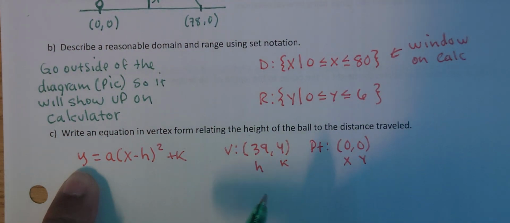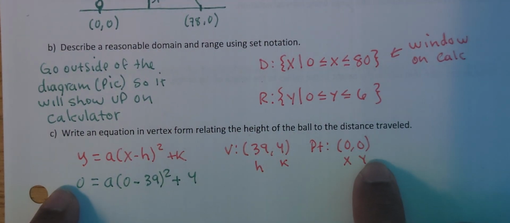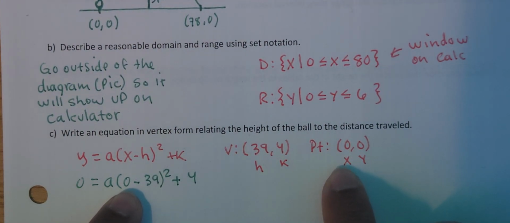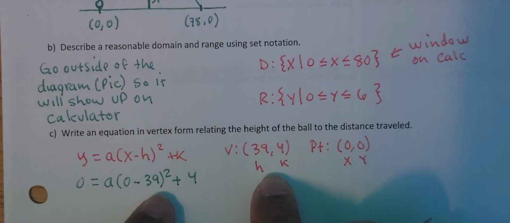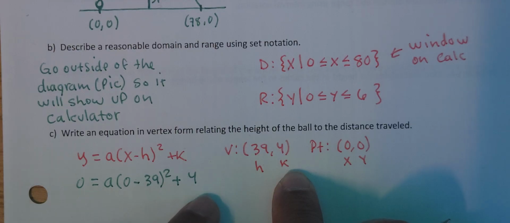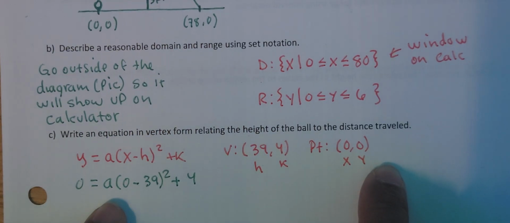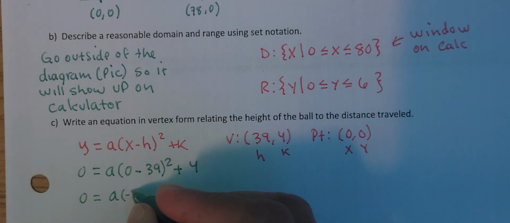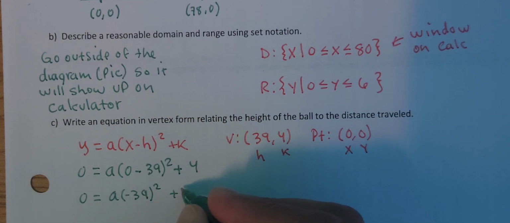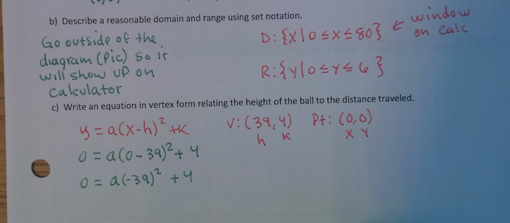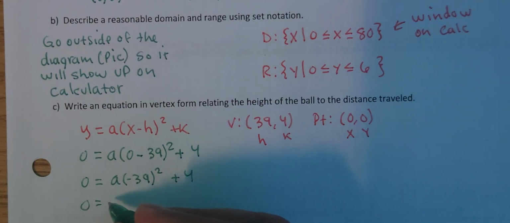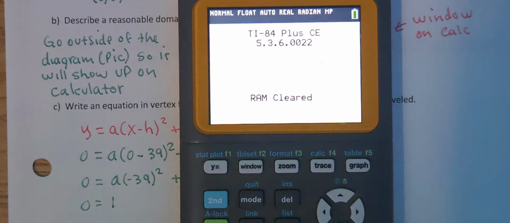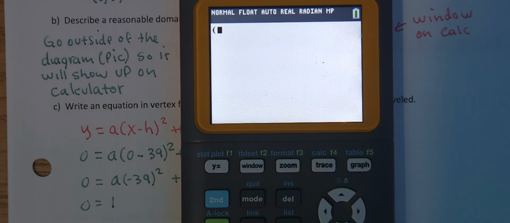Okay, so then instead of y, I plug in a 0, and instead of x, this will be 0, and instead of h, 39, and then instead of k, 4. So I just substituted for these values into this equation. Then it starts simplifying. So then 0 equals a times negative 39 squared plus 4. When you take the square of 39, let me just check this real quick, okay? Because that's a large number. I'm not going to do this by hand. Negative 39 squared, that's 1521.